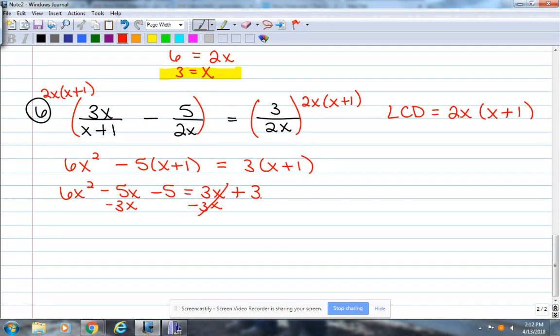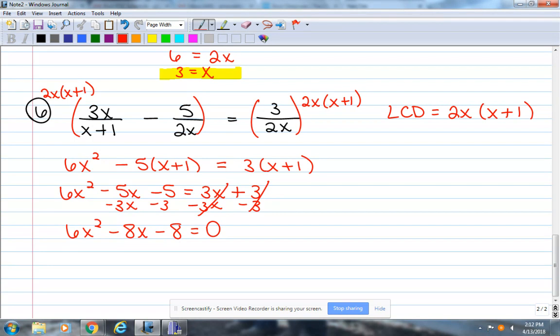And then I have to move the 3. I subtracted it, and it goes with the negative 5. So now tell me what that gets. 6x squared minus 8x minus 8 equals 0. All right. Now, our first F word of the day is fractions.